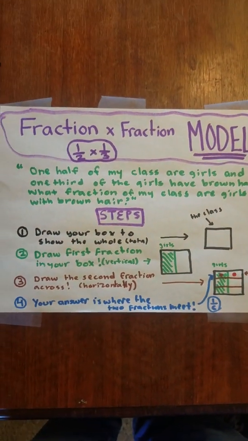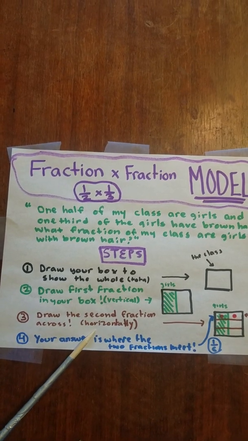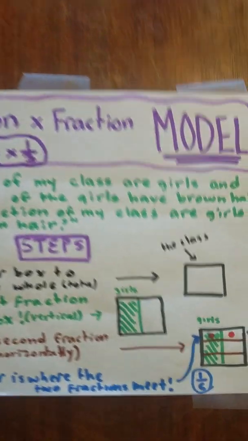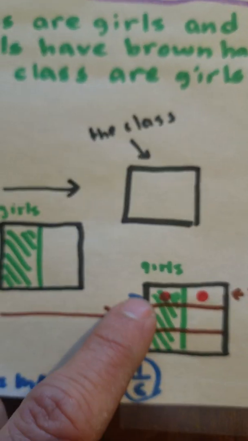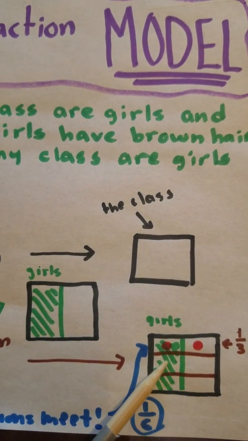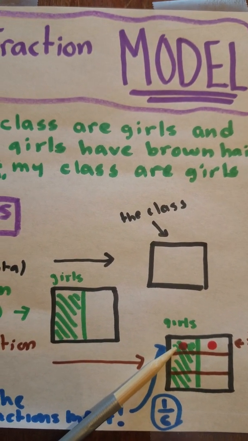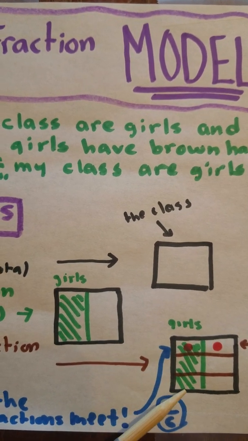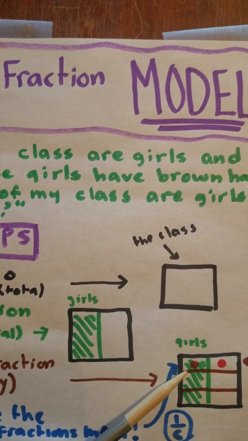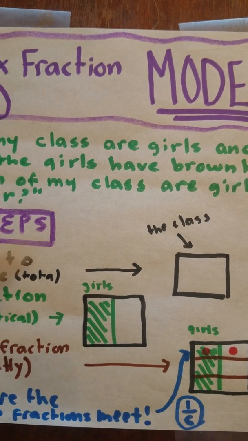Next, we move on to step 3. Please read it with me. Draw the second fraction across horizontally. So the second one we'll do across like tic-tac-toe. So if you notice here, the green was the 1/2 that were girls. Now I'm going to cut that into thirds going across. Third, third, third. And I'm going to mark in a red dot here. This is the 1/3 of the girls that have brown hair. So what you should notice is that this is 1/3 of that 1/2 right here.